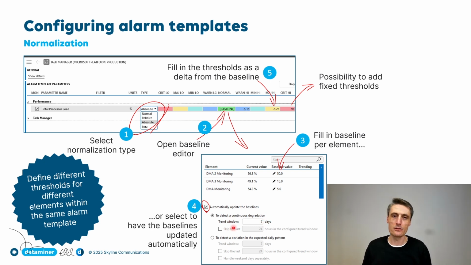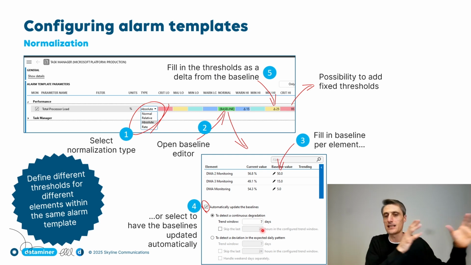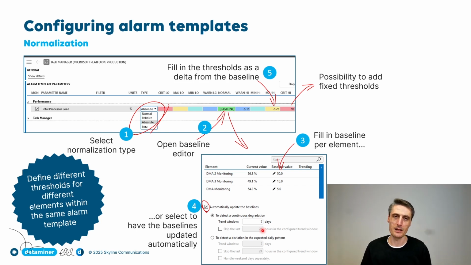There is a possibility also, so you can define that 7 days, but you can also skip the last X hours, and that's to make sure that, for instance, if a signal is slowly degrading, that your average or median is not following automatically. And you would not notice that. Therefore, you could skip the last 24 hours, so you can say, I'm looking a little bit at a further history to know my normal expected value.